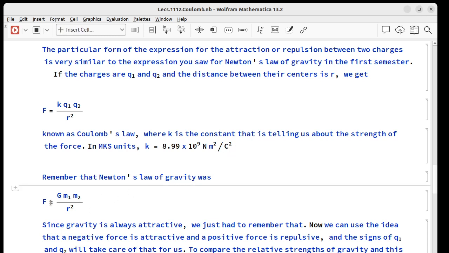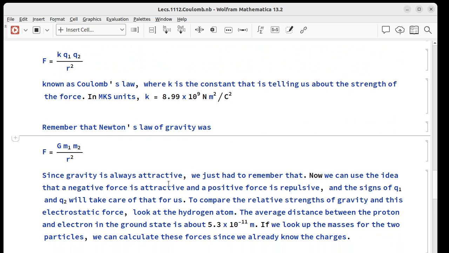Compare that to Newton's law of gravity, which is F equals G m1 m2 over r squared, and you'll see they look almost identical. One difference is since gravity is always attractive, we just remember that. But we can use the idea that a negative force is attractive and a positive force is repulsive, and then the signs of Q1 and Q2 will take care of whether something is attractive or repulsive for us.